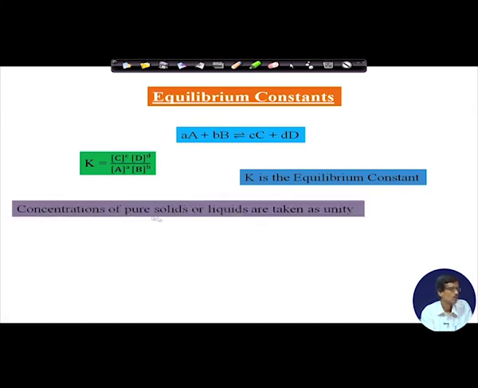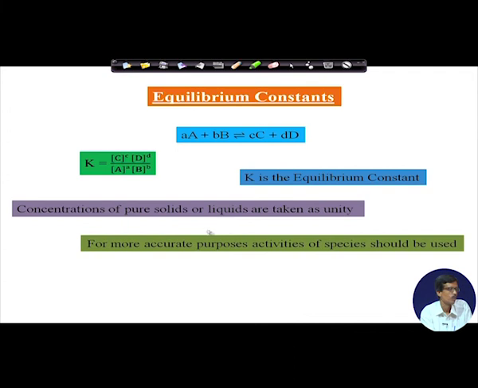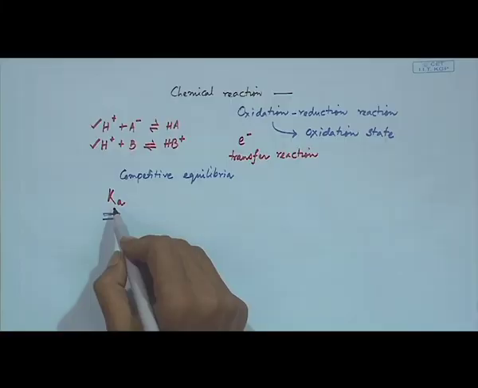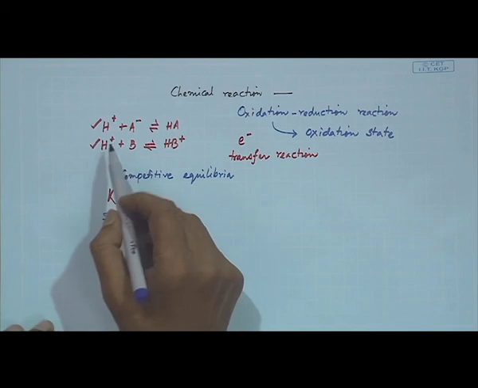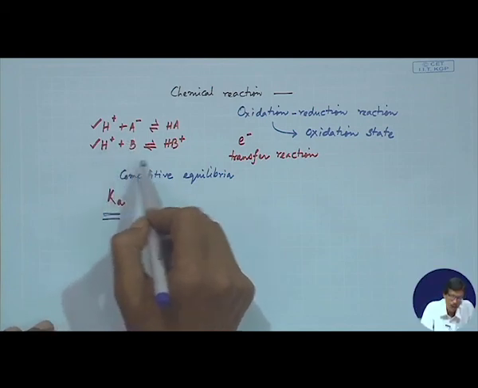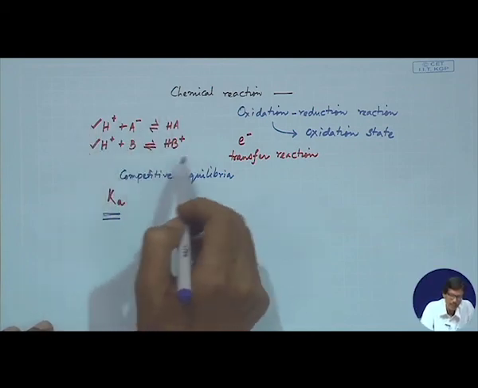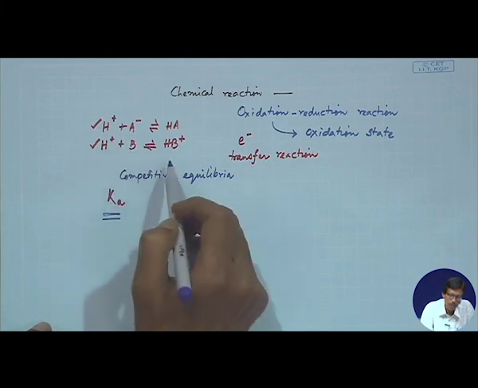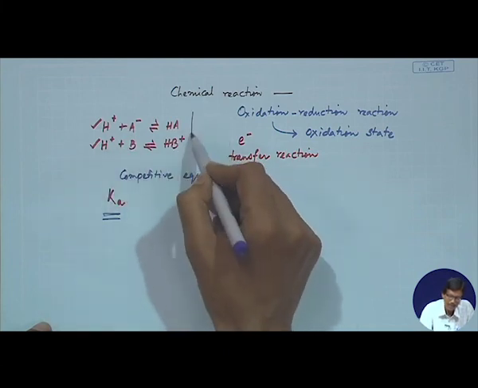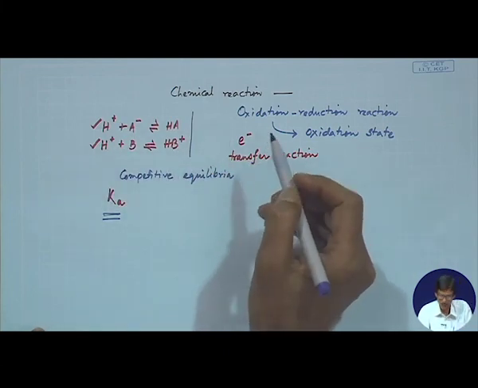Concentrations of pure solids and liquids are taken as unity, because pure solids and pure liquids will not interfere over there, and for more accurate purposes activities of the species should be used. That will give rise to the corresponding K value, and we will see in our next class how we can propose and establish a particular equilibrium value for simple acid base reactions. Okay. Thank you very much.